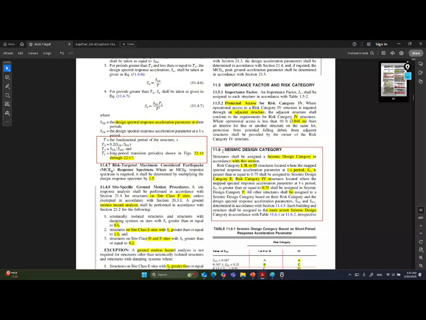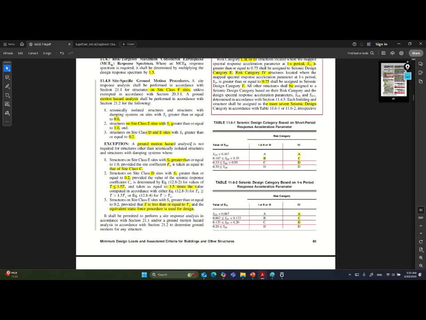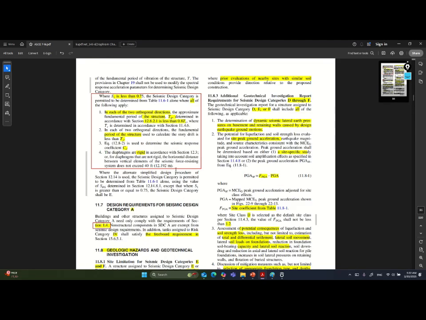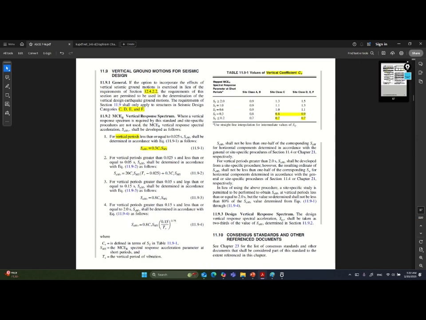It tells you also the seismic design category. It gives you a lot of cases and conditions that you need to focus on. Also, it has a few pages, okay, so you will not spend a lot of time on this one.